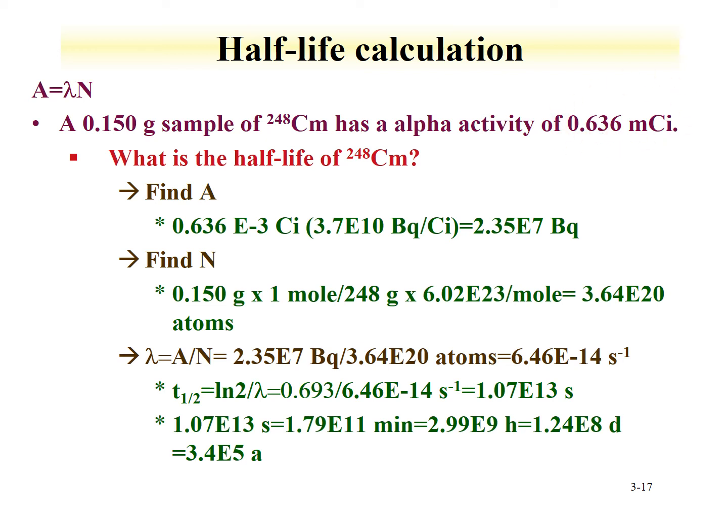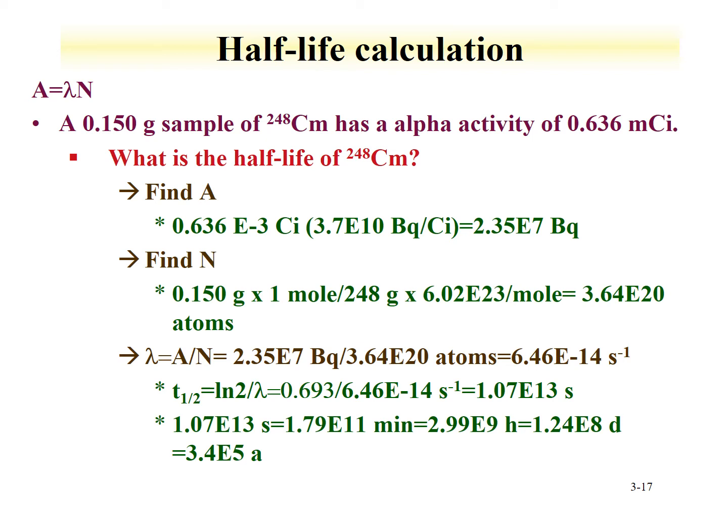So what's the half-life? First of all, let's find the activity. I'm giving you the activity in millicuries. You'd like to put it into something like counts per second. So 0.636 times 10 to the minus 3 curies times 3.7 times 10 to the 10th counts per second per curie, or becquerels per curie, gives me my activity in counts per second. So 2.57 times 10 to the 7th becquerel.